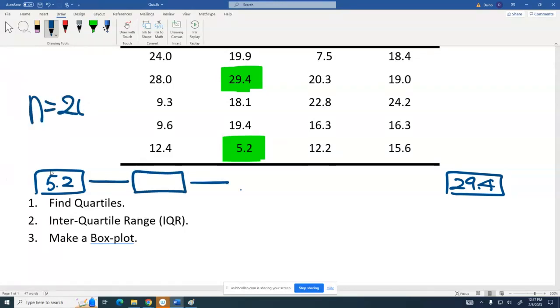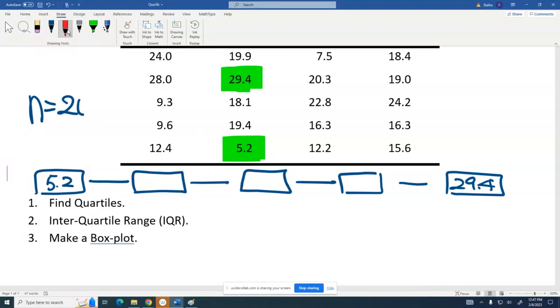And you have to take the first quartile, median, and the third quartile. Anybody who took the median? 18.25. Anybody who took 18.25 as the median? You got it? Anybody?